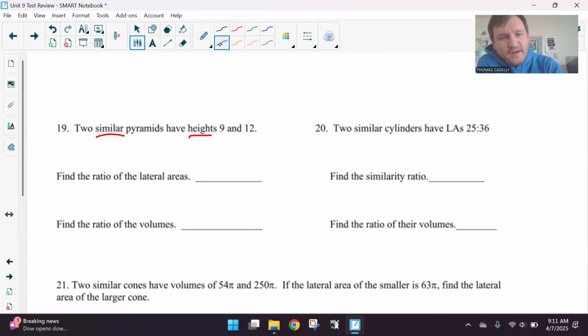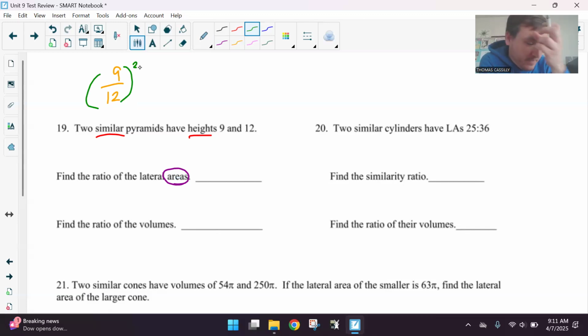Now, if I'm looking at areas, how do we measure areas? That's feet squared, inches squared. It's a square unit, right? So when I compare this, I don't want to say 9 over 12, because that would be like 9 feet over 12 feet. What I want to do is square both of these. I need to turn it into a squared unit. So that needs to be 9 squared over 12 squared. What does that give us? That's just going to be 81 over 144. That is the ratio of the lateral areas.